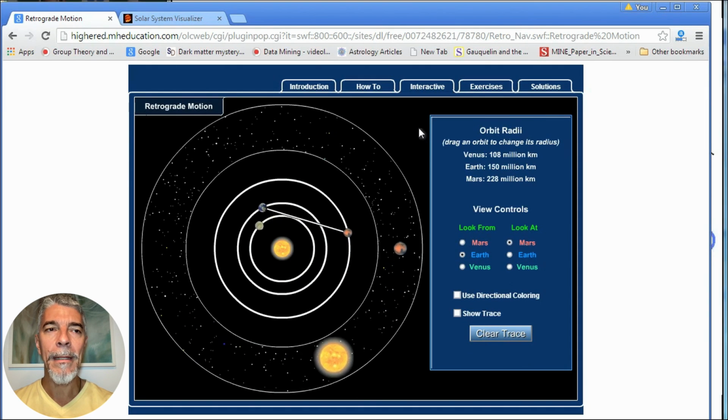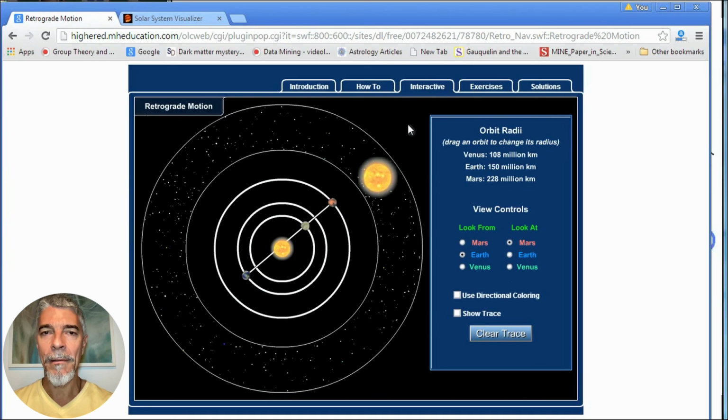So this is the mechanism of how it works. It is all apparent, it doesn't really go backwards, but looking from the Earth, this is what it looks like to us.